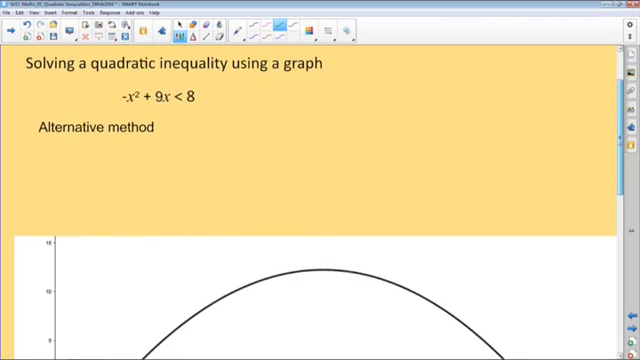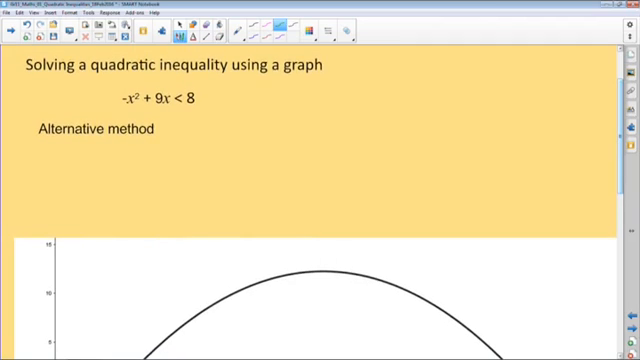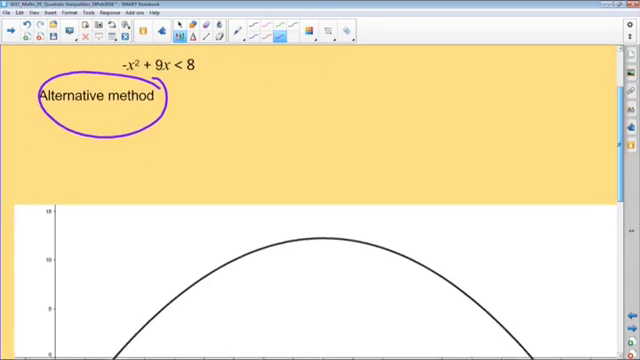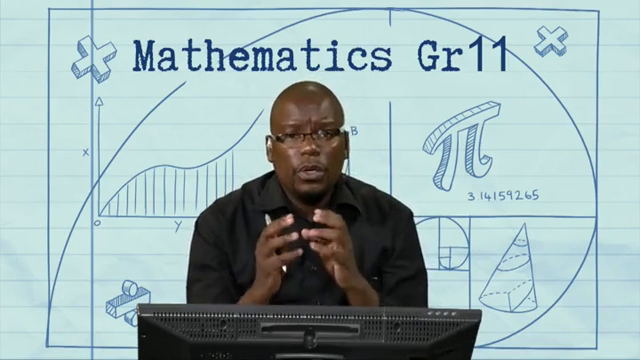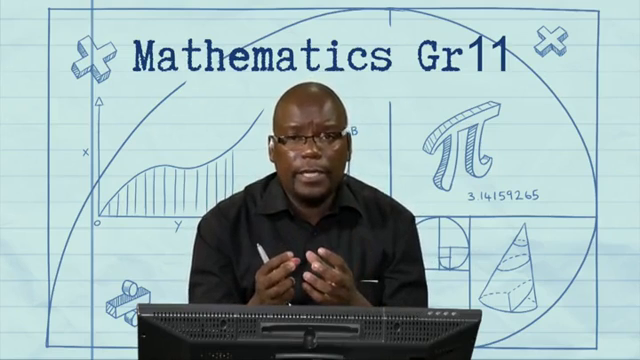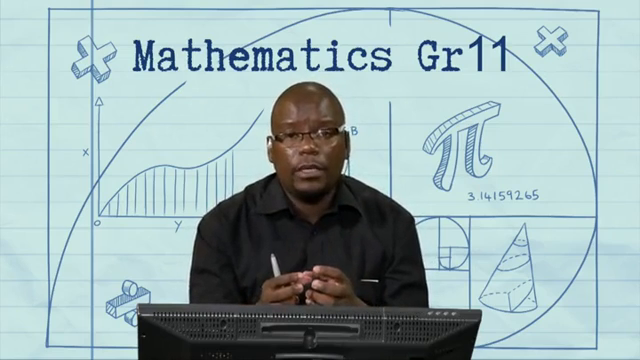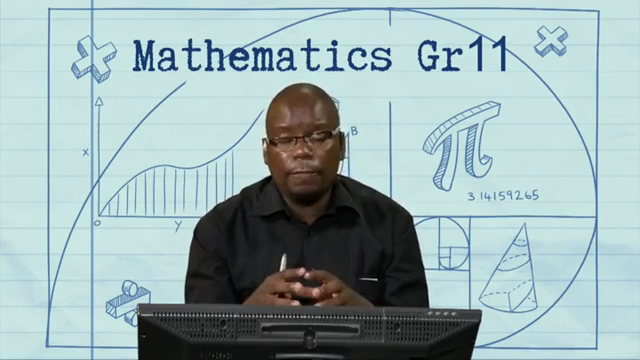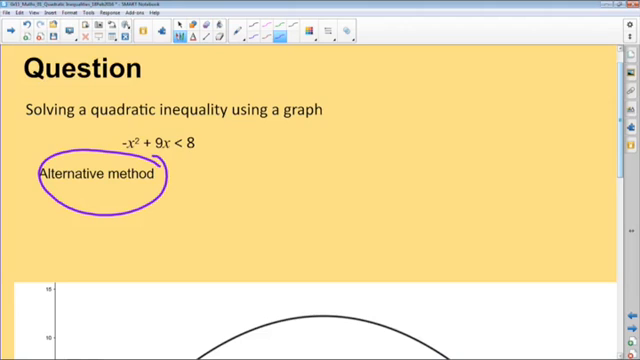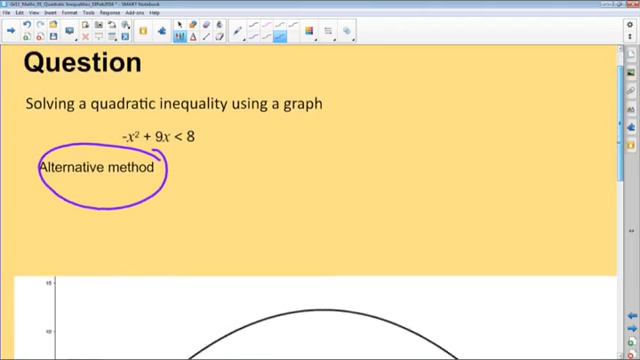Okay, now we're solving this quadratic inequality using a graph. Okay, this is our alternative method, all right? Now, what I'm going to do here is I'm not treating these two graphs separately. I'm going to apply algebra, okay? And then from there, factorize, and we read off the graph. So that is what we have done there in the previous example.